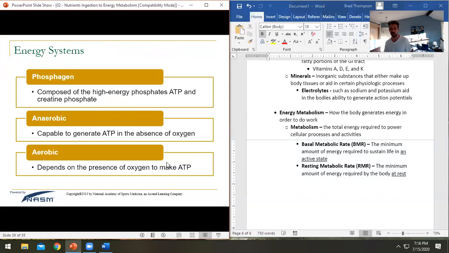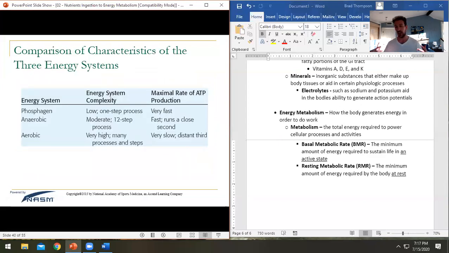So your energy systems: you've got that phosphagen system, like we just mentioned. That's the one that creates ATP by using creatine to reattach it. You've got your anaerobic system, which is going to be glycolysis. That's producing ATP in the cytoplasm, in that lack of oxygen environment, the fluid portion of your cell. And then you've got your aerobic metabolism, which is doing it in the mitochondria, and it's using oxygen in order to be able to do that.